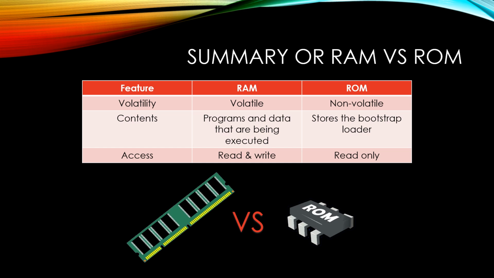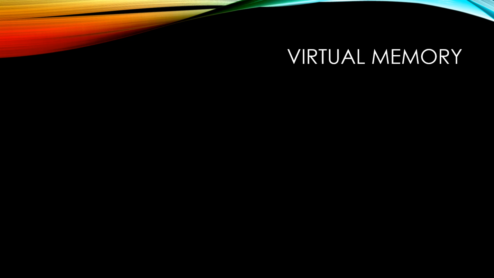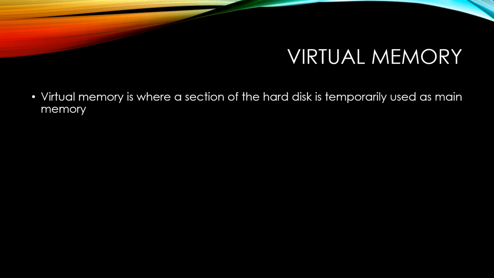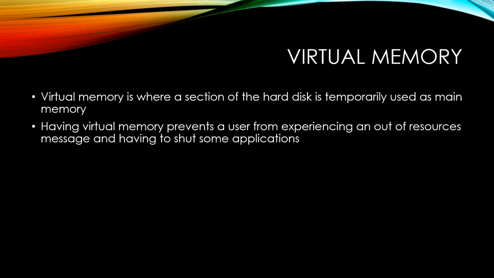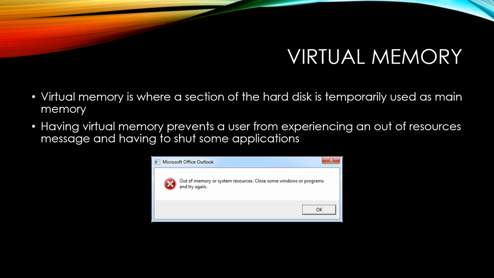ROM is read-only. Virtual memory is where a section of the hard disk is temporarily used as main memory. By this, what I mean is that it temporarily stores some open programs or open files while they're not actually being processed by the processor. Having virtual memory prevents a user from experiencing an out of resources message and having to shut some applications.